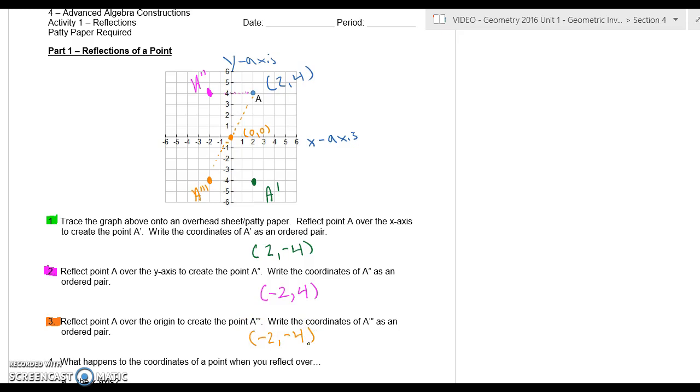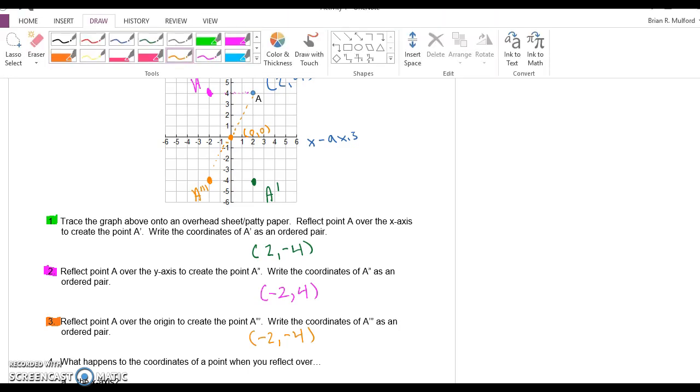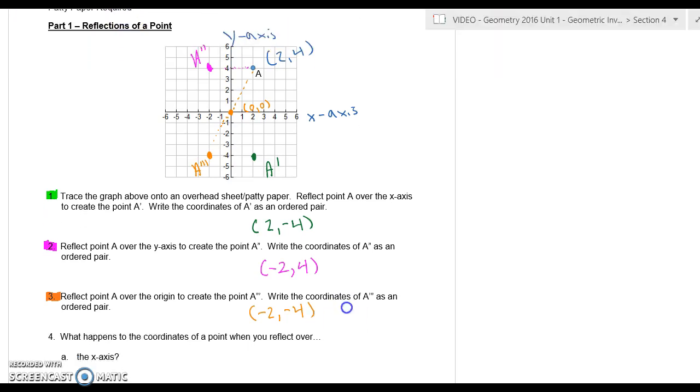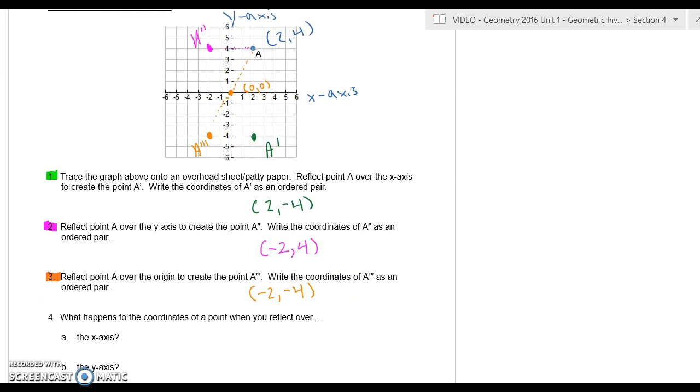So now what we want to do is take a look at our conclusions based on what we see when we reflect over the x-axis, the y-axis, and the origin. What do we notice happens? For the x-axis, it looks like we took our original coordinate and the x-coordinate stayed the same, but the y-coordinate changed signs. So when I reflect over the x-axis, my conclusion is that the y-coordinate changes signs. The x-coordinate doesn't change, the y-coordinate does.